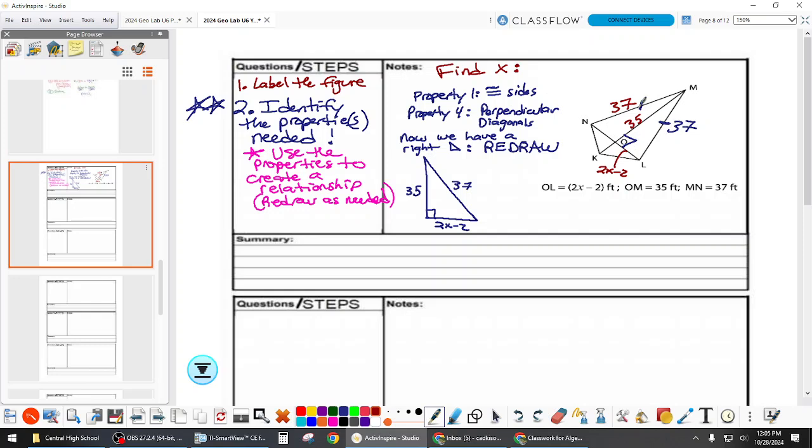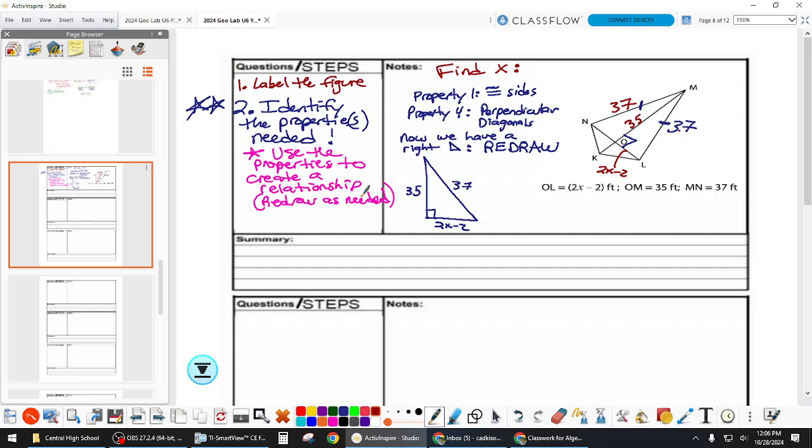So the blue is the ones that we had to add based on properties. We knew that NM and LM are congruent. Why? Property 1. So saying that we have 2 pairs of adjacent congruent sides. So I just copied 37 over. And then we were told OM is 35. So that was an original. So steps so far. Label. Identify the properties needed. And use the properties to create a relationship, meaning like an equation that we can solve.